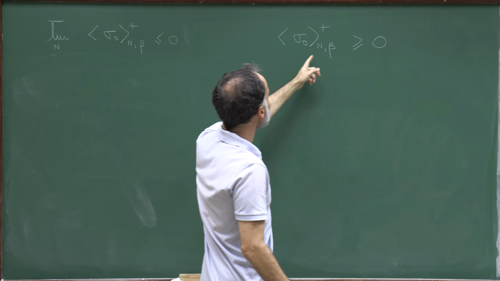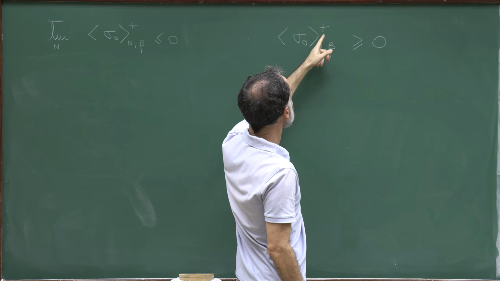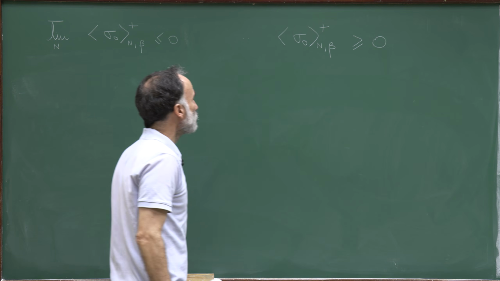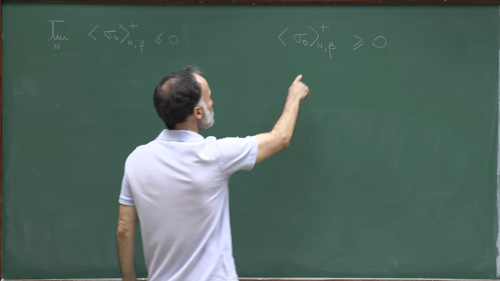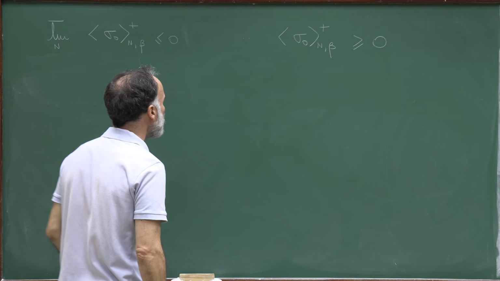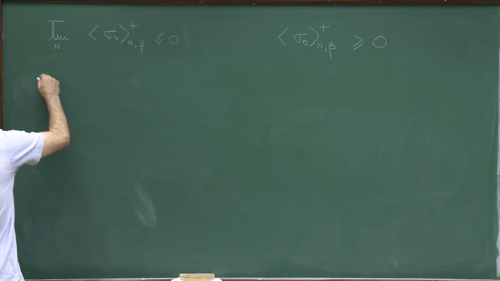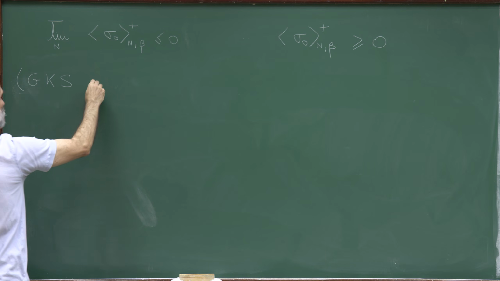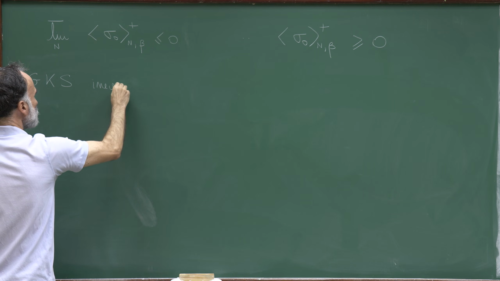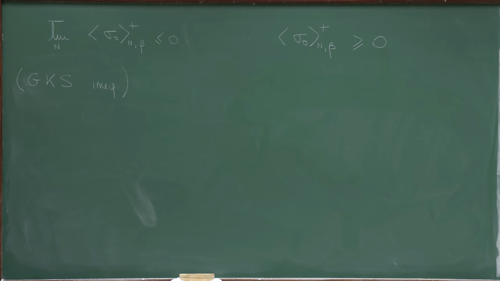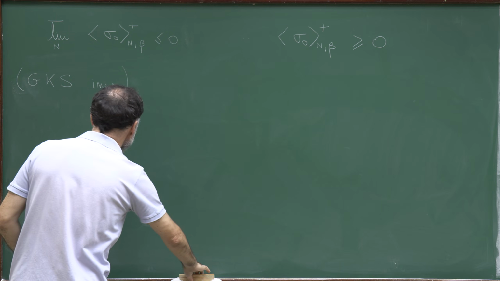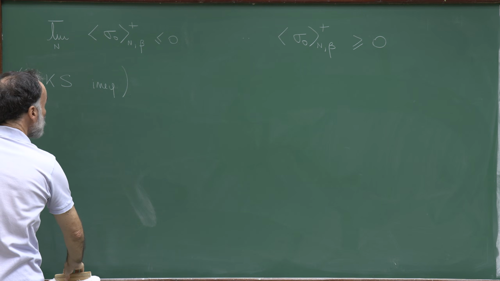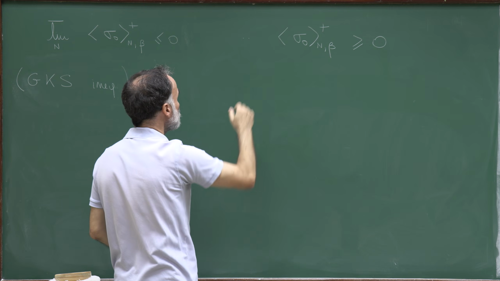And this is telling you that, if you place plus boundary conditions, then the probability to have a +1 spin is larger than the probability that the spin is -1. So this is a particular case of the so-called GKS inequalities. And I will give you references in the notes for these inequalities and for the proofs of these inequalities. So, well, this is a particular case.